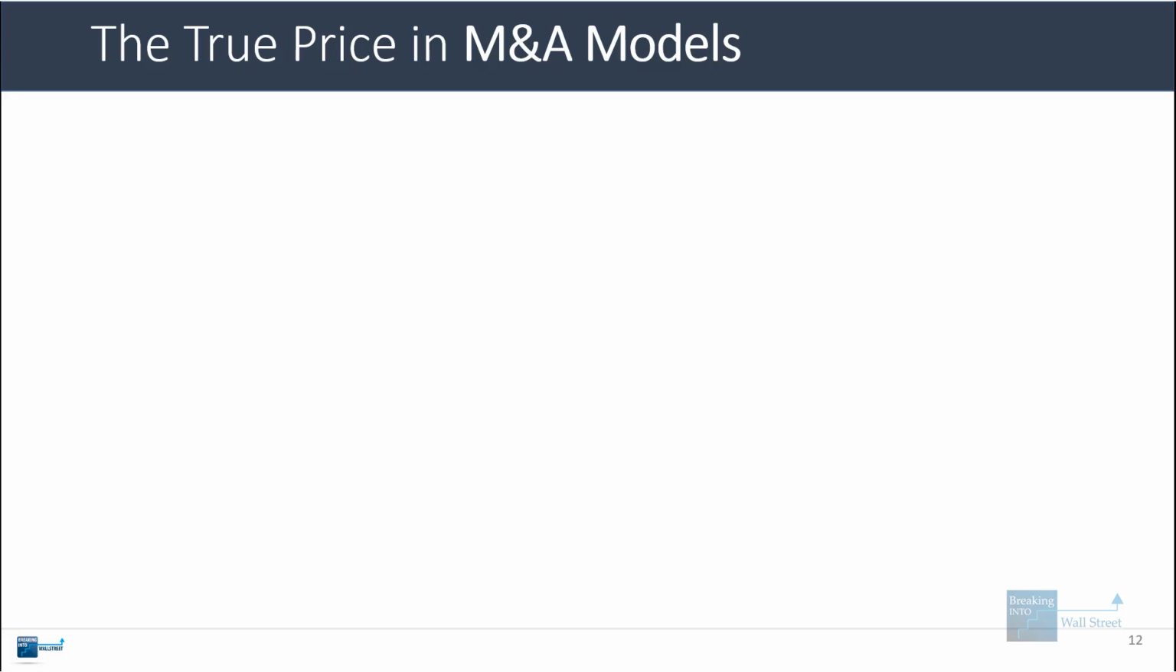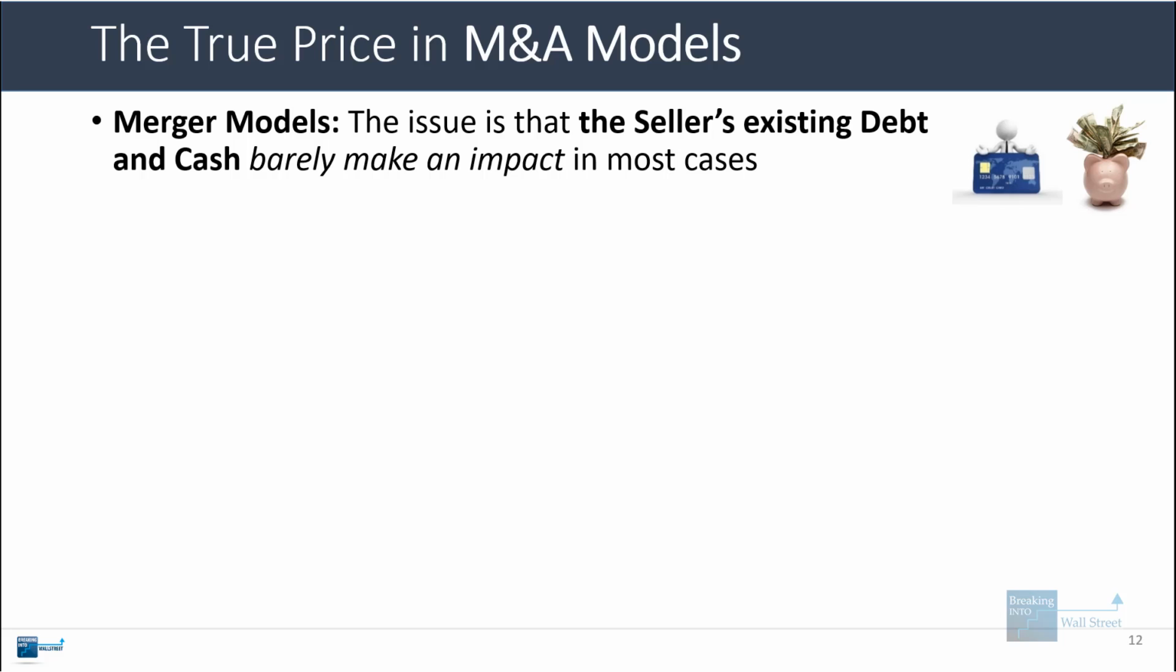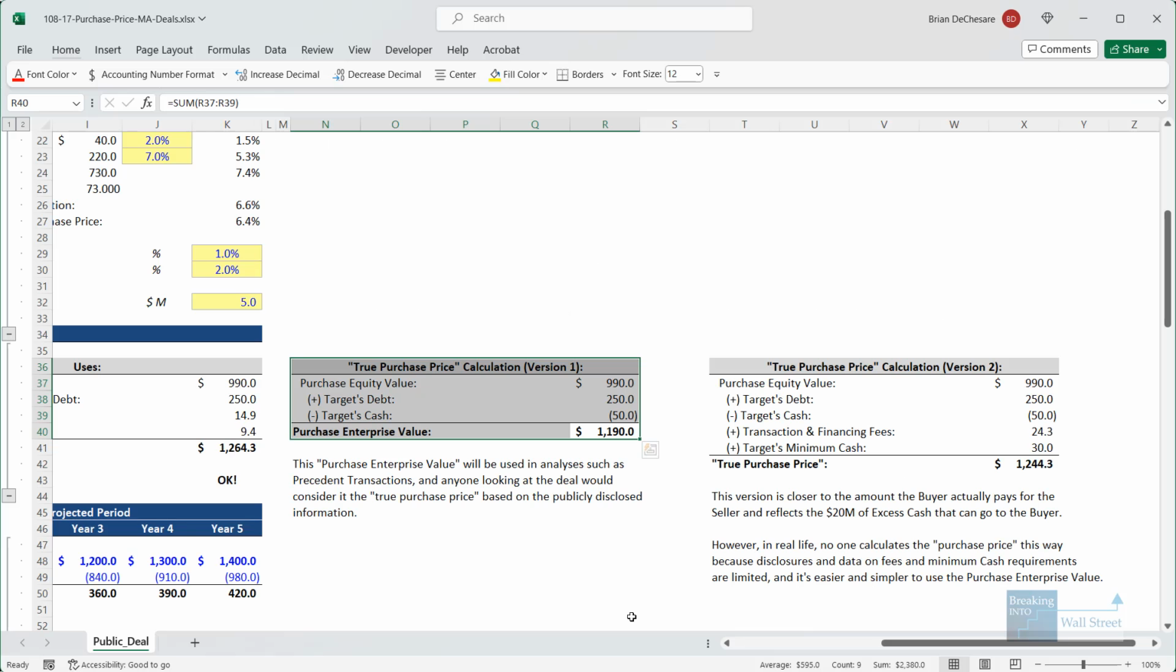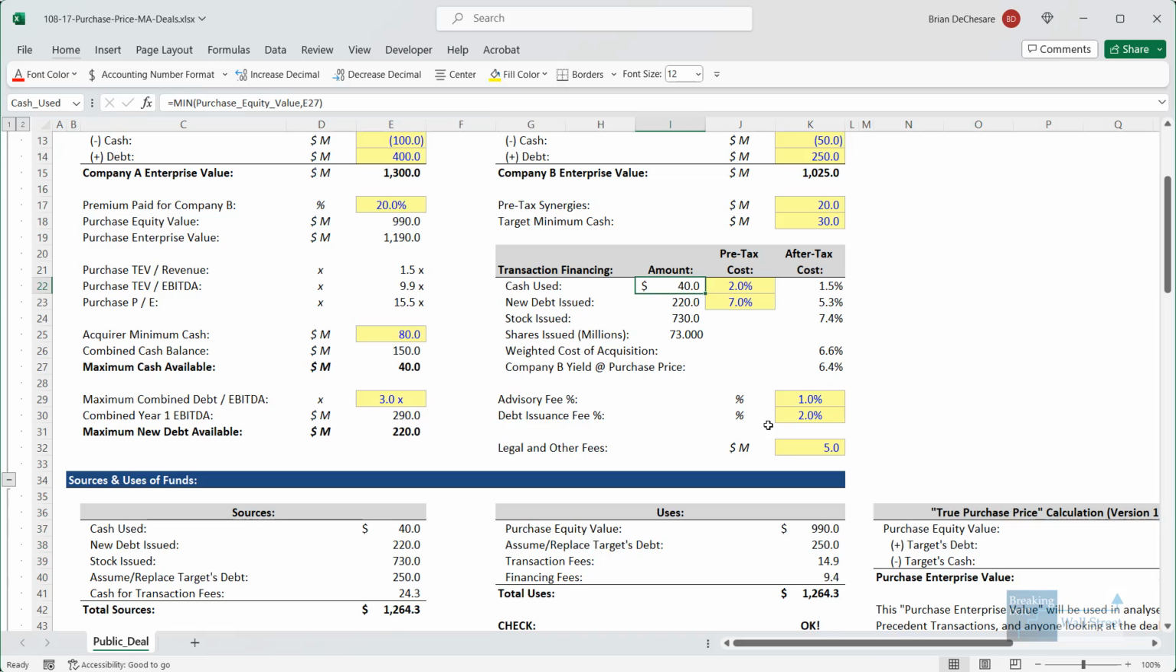The next point here is the true price in M&A models for accretion dilution. So the issue here is that the seller's existing debt and cash barely make an impact in most cases because of how they work after the deal close. In most M&A models, the purchase equity value is actually a more direct driver that is used to calculate the EPS accretion dilution and also the cash, stock, and debt used. And if you go back to this model, you can see what I mean.